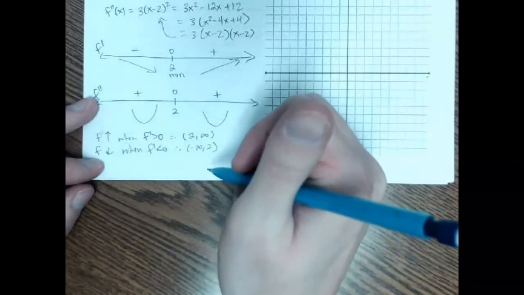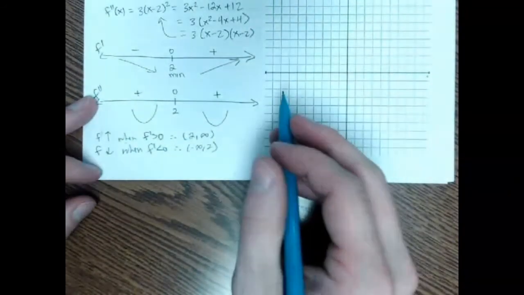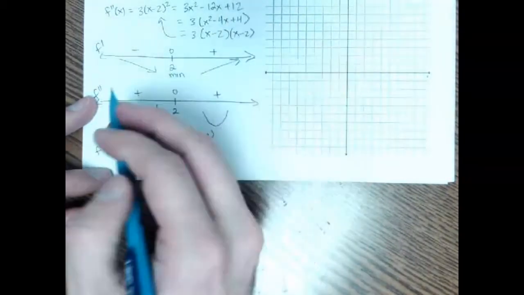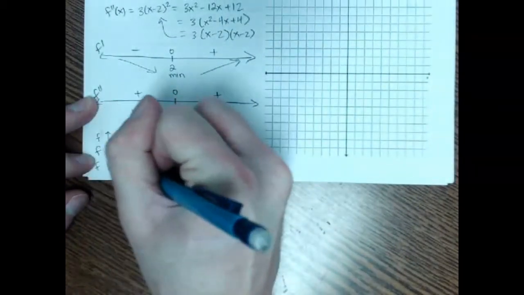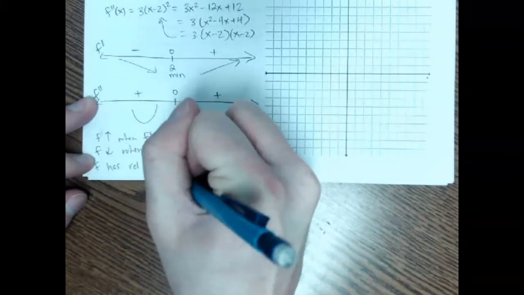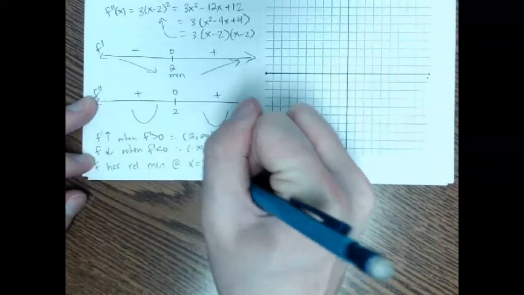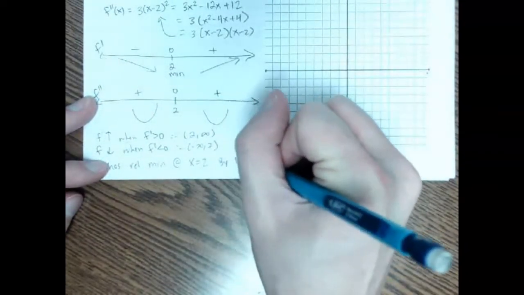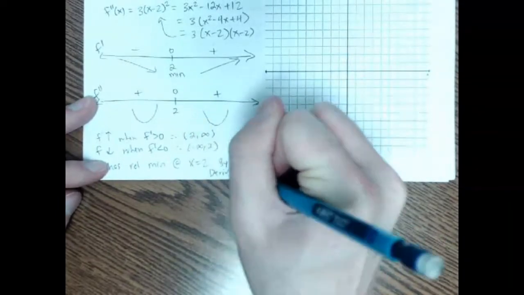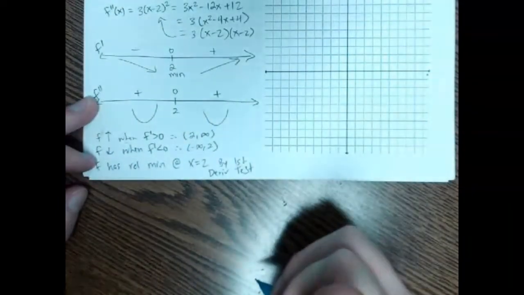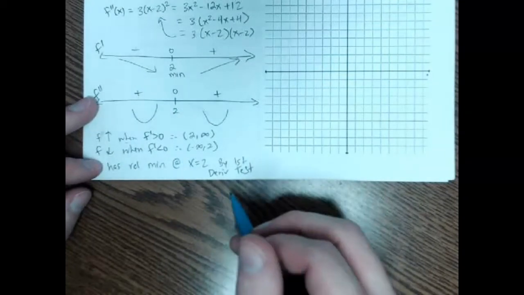Let's see. This does have us identify a min, or it wants the extrema. So say f has a relative min at x equals 2, and we could say by the first derivative test. Okay, so that's good. I'm running out of room. Let's go ahead and do the concavity.